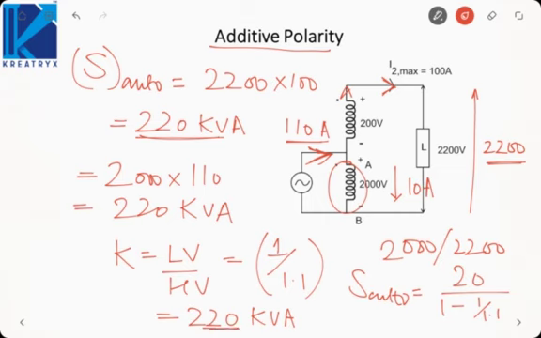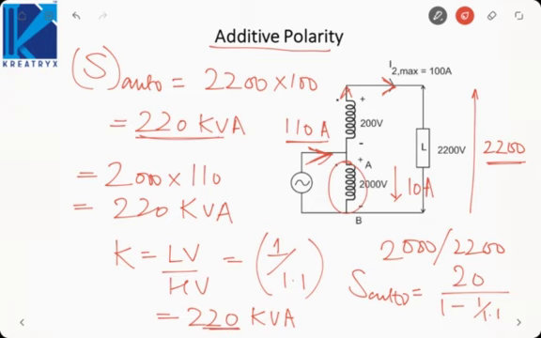There are three methods to calculate the kVA rating of the auto transformer. One is using the transformation ratio, that is, the auto transformer kVA rating is 1 upon 1 minus K times the kVA rating of the two winding transformer. The other is to multiply the voltage and current across the secondary, and the third method is to multiply the voltage and current across the primary winding. So these three methods can be used to determine the kVA rating of the auto transformer.